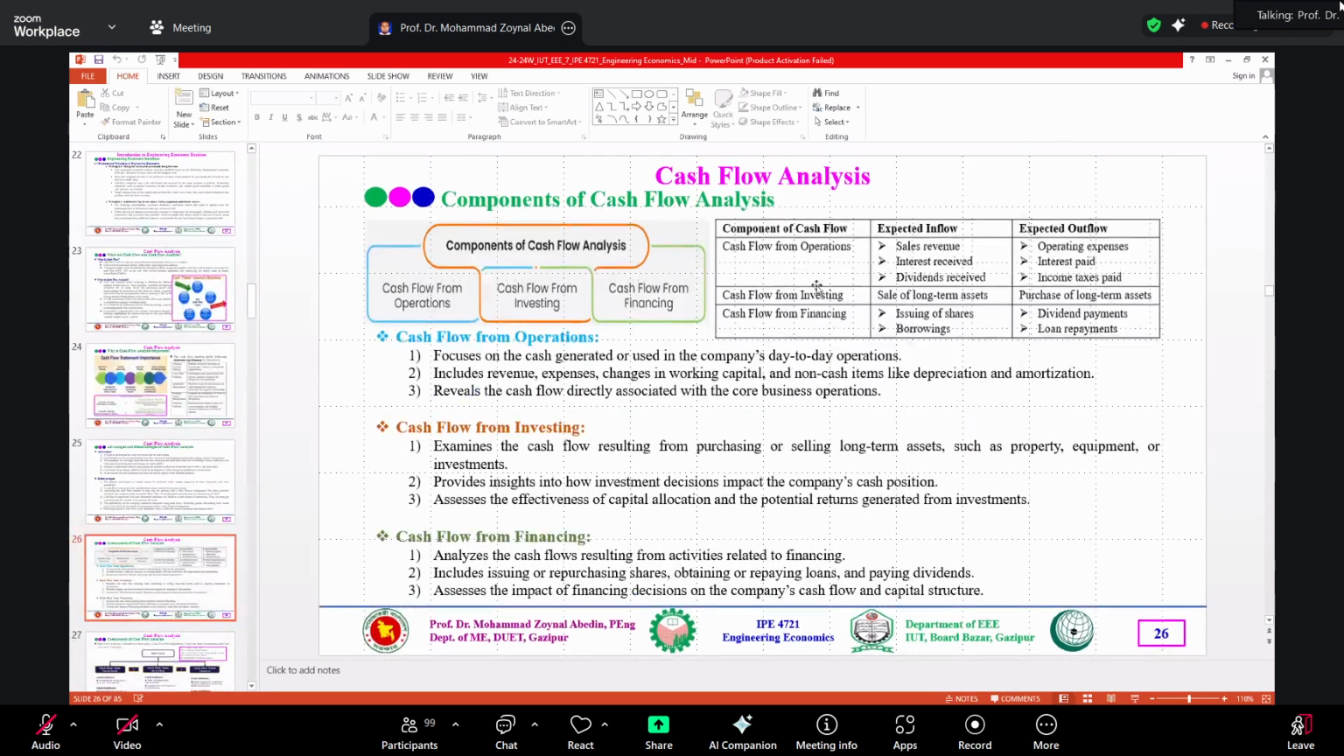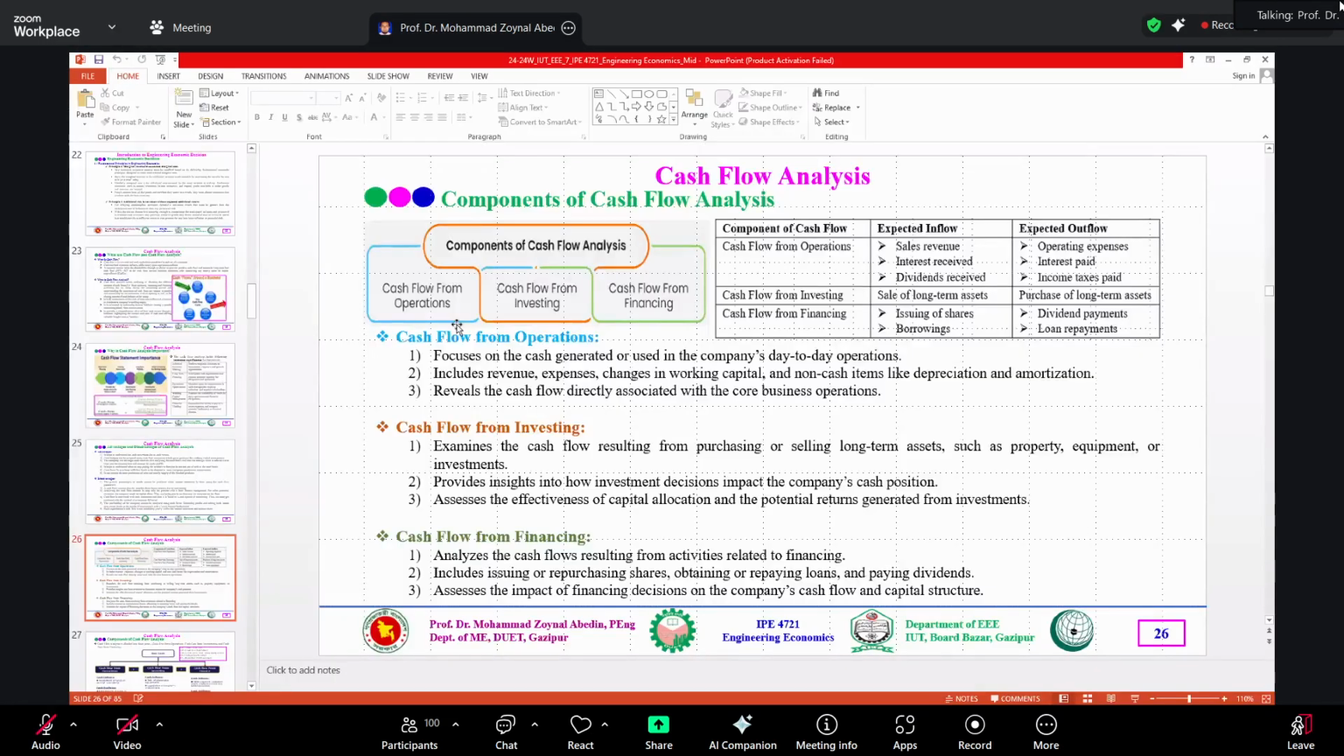Okay. Now the components of the cash flow analysis. There are basically three components. One is the cash flow from operations, the cash flow considering the operation of your company. Operational matters will be there, and the cash dealing with those operational activities is the cash flow from operations. Number two, cash flow from investing.